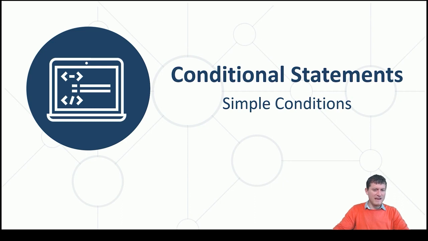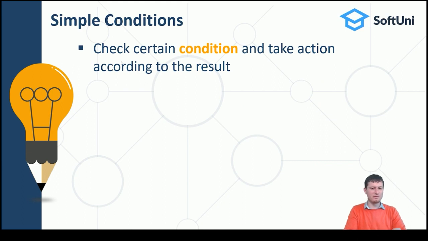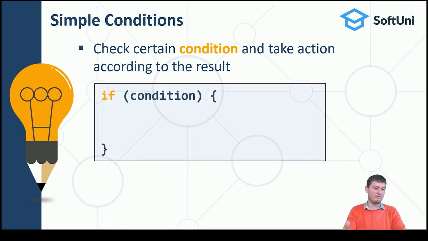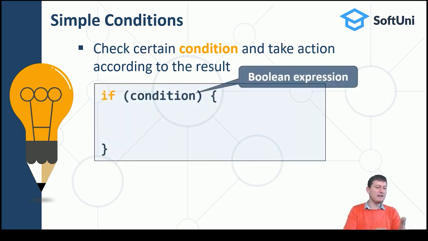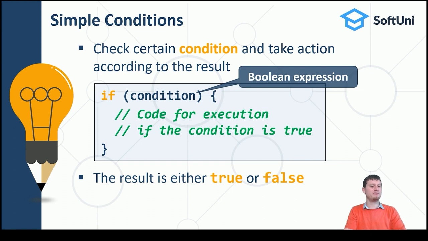Okay, so let's continue with the core of our lesson today, which is about conditional statements. I'll show you how to use simple conditional statements: check something, and if it is correct, do some commands. So we can check a certain condition and take action according to the result of this condition. It's something like: if some condition is true, which is a Boolean expression, please execute this piece of code.